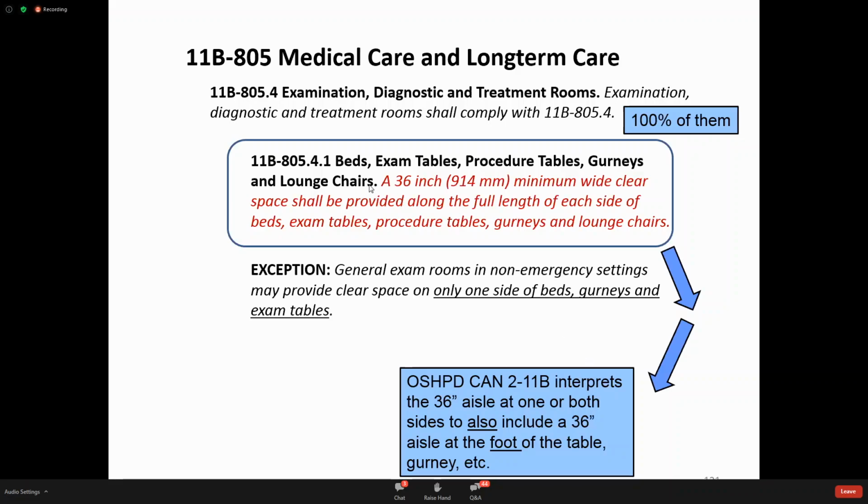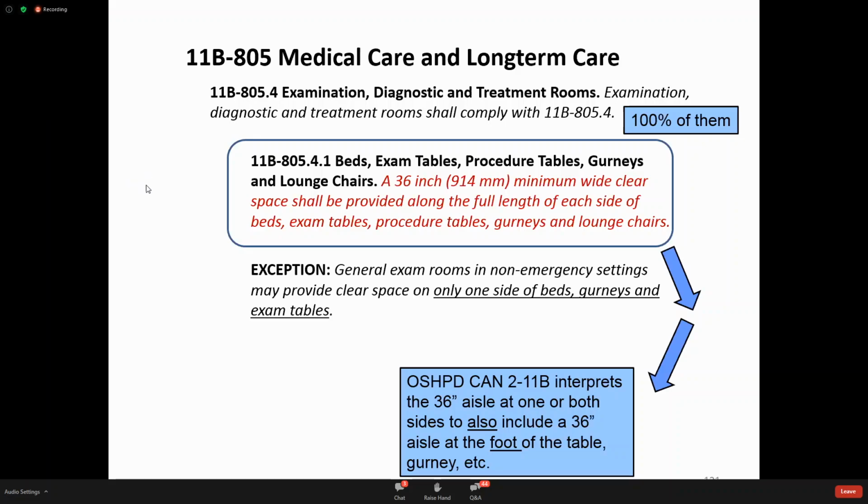This is in an exam room or a procedure room, a treatment room, or whatever, that OSHPD has the code language that says a 36-inch aisle on both sides, but they interpret it to include the foot of the bed. Frankly, that may be stretching what the code actually says, but it doesn't really matter because in practical terms, you have to have an aisle to get back and forth from one side to the other anyway.